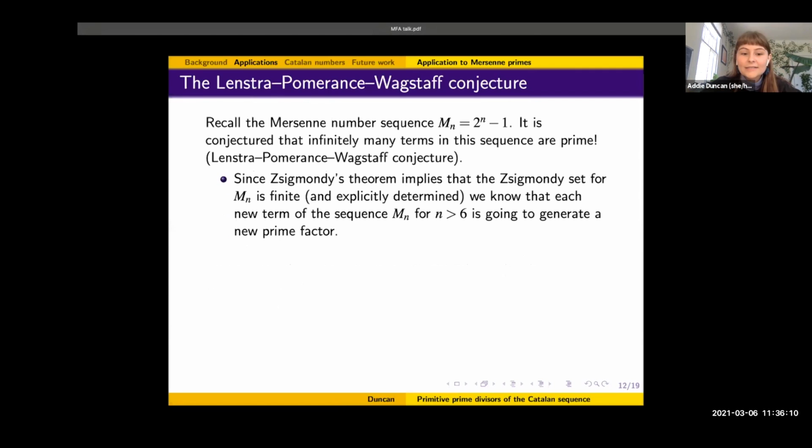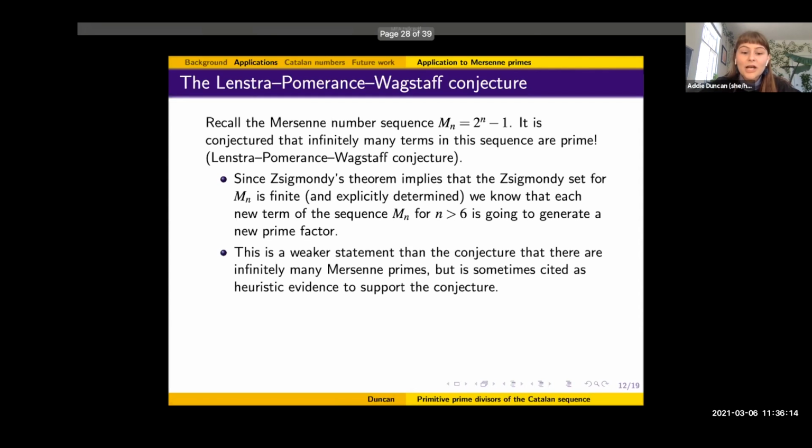And this is definitely not the same thing as the infinitely many Mersenne primes conjecture. It's definitely a weaker statement, but this is sometimes cited as heuristic evidence to support that this is in fact the formulation of the conjecture that we should be trying to prove, which is good for us, because if this conjecture turned out to be false, it would have some pretty unfortunate consequences. So that's just one way that we can use the idea of primitive prime divisors to help us understand other problems in mathematics.